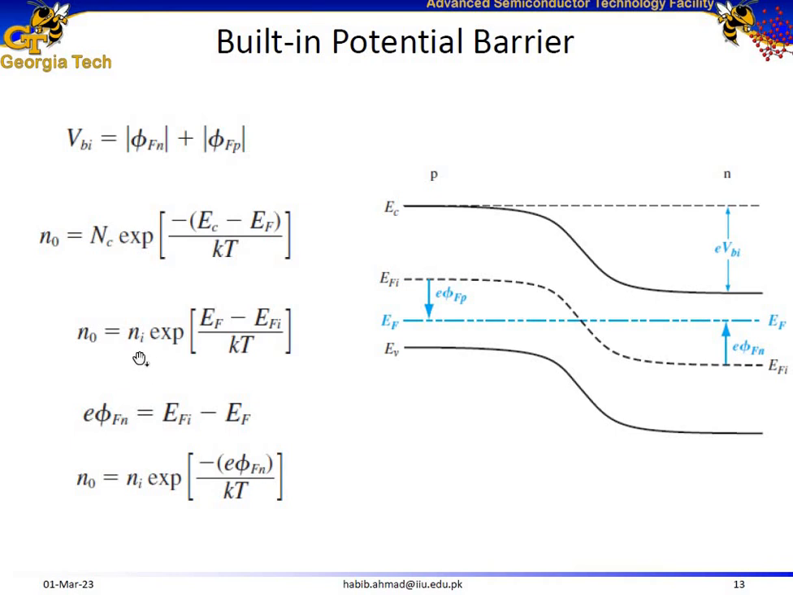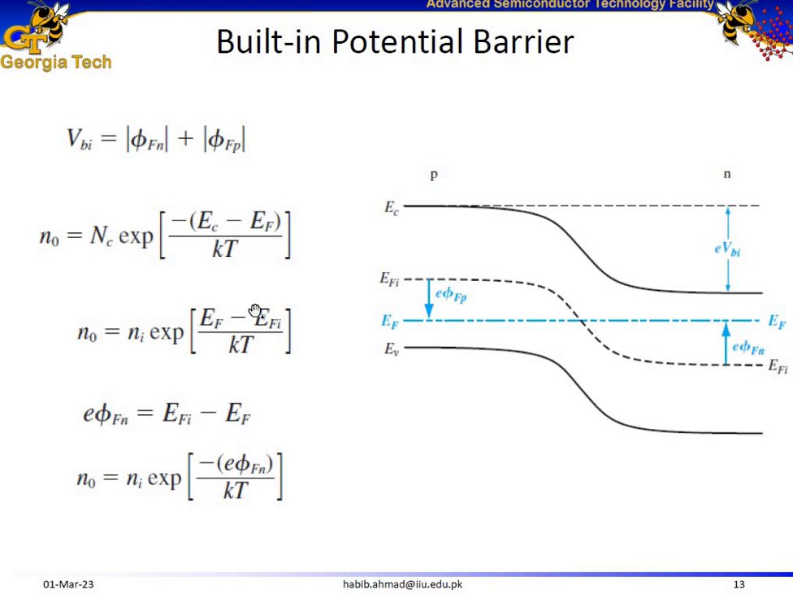So Ni represents the intrinsic carrier concentration, Ef is the Fermi level once again, and EFi represents the intrinsic Fermi level. Now Ef minus EFi, or EFi minus Ef, can be represented by phi Fn, the Fermi potential on the inside of the semiconductor.